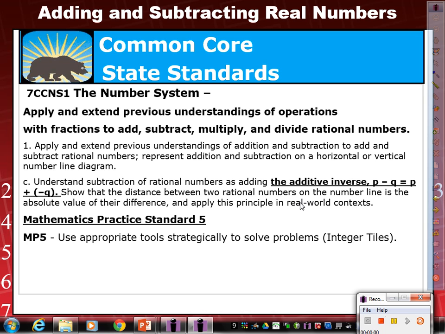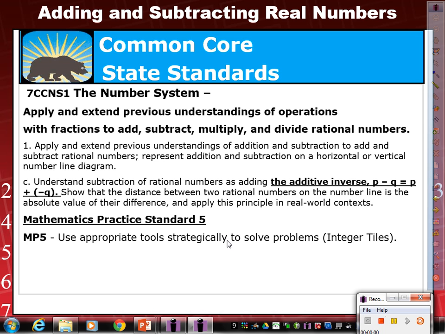So we're still focusing on the additive inverse property, and we're still focusing on math practice standard number 5, which reads that you are to use tools strategically in order to solve problems. And what tools are we using right now? Tiles. So I left them there again because today you're going to have access to them if you want to use them. We already started with addition. Today we're going to do addition and subtraction.